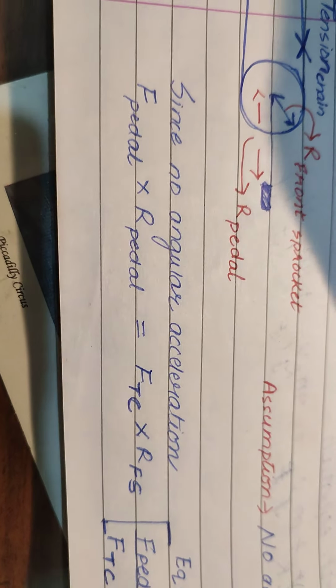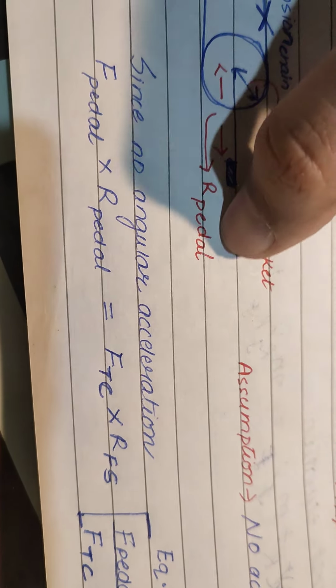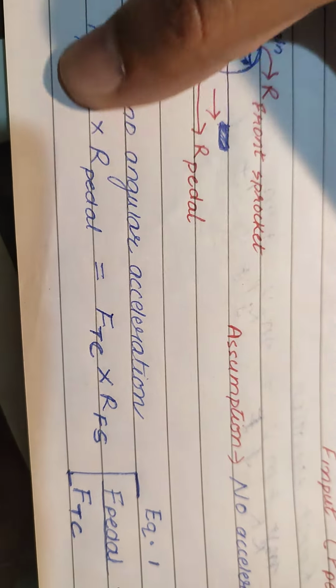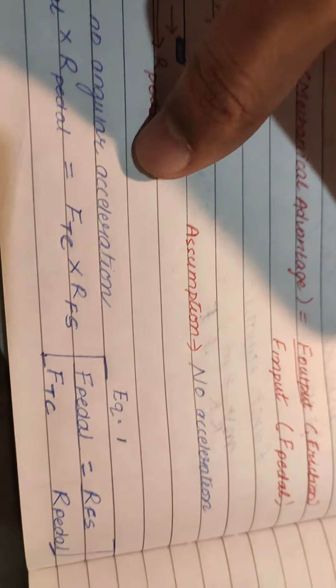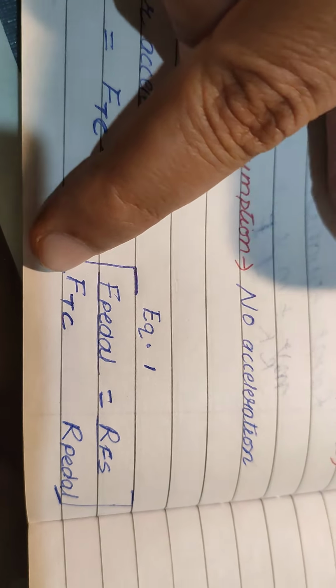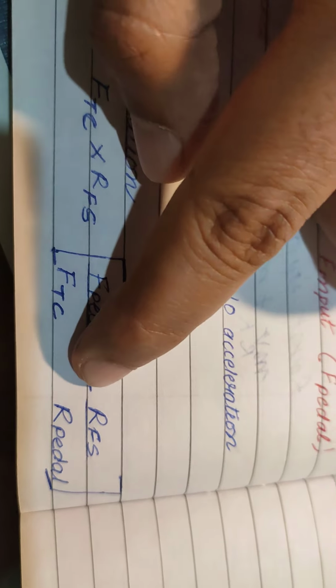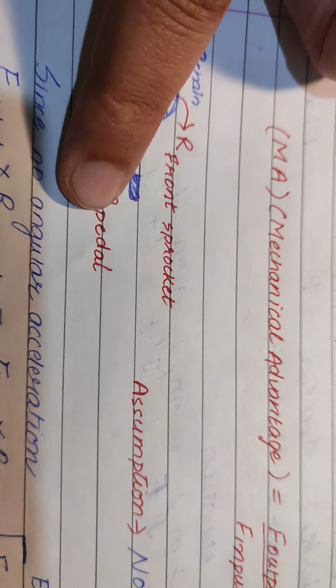And that is what we have written here: force of pedal multiplied by the radius of pedal, which gives us the torque because of the pedal. This must be equal to the force of the tension in the chain multiplied by the radius of the front sprocket. This gives us our first equation: force of pedal upon force of tension in chain is equal to the radius of the front sprocket upon the radius of the pedal.